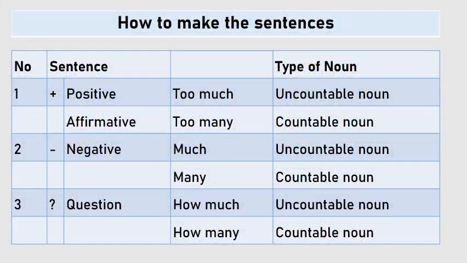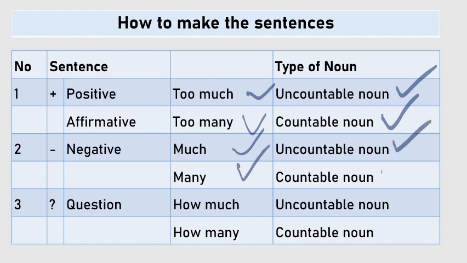To make a positive sentence, use too much for uncountable noun and too many for countable noun. To make a negative sentence, use much for uncountable noun and many for countable noun. To make a question sentence, use how much for uncountable noun and how many for countable noun.